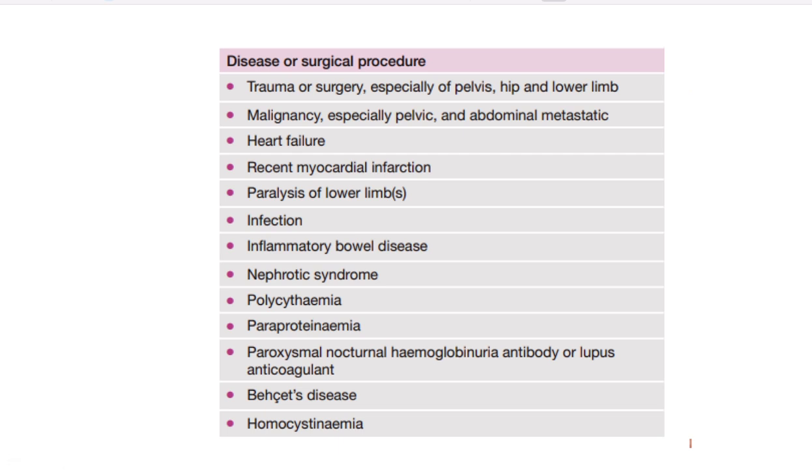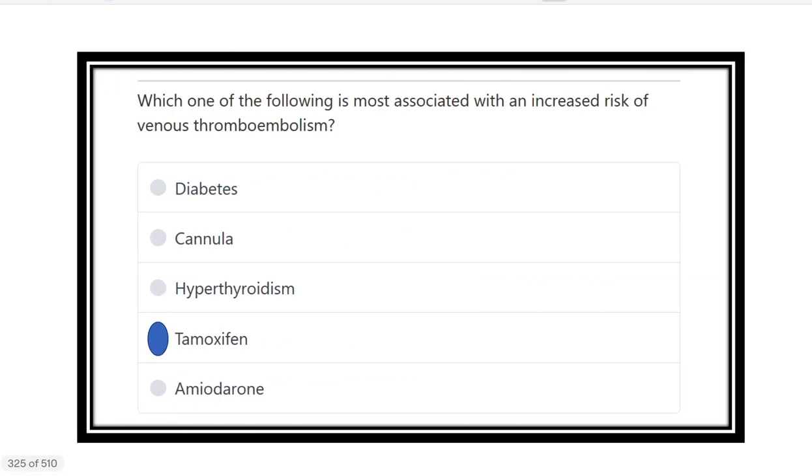There is another snapshot from Bailey and Love, and here we can see trauma, surgery, malignancy, heart failure, myocardial infarction, paralysis of the lower limb, that means immobility, also infection, inflammatory bowel disease, nephrotic syndrome, polycythemia, and paraproteinemia. So these are the causes of venous thromboembolism. So which is the increased risk of venous thromboembolism? Here the options: diabetes, cannula, hyperthyroidism, tamoxifen. So tamoxifen is a drug, and this drug is also responsible for increased thromboembolism.